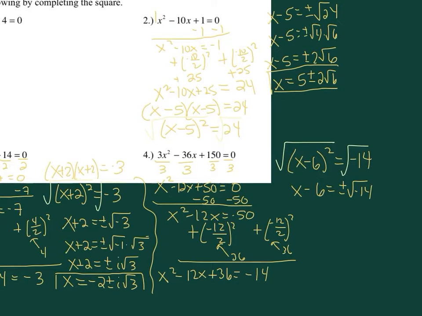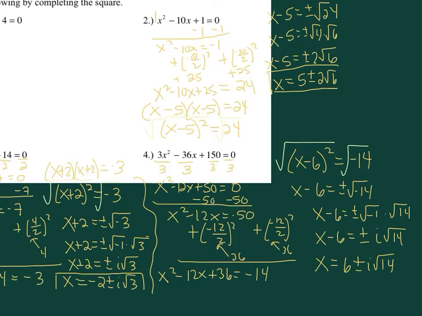But we can't leave a negative under a square root, so we've got to break that down into the square root of negative 1 times the square root of 14 via the product property. By definition, the square root of negative 1 is the imaginary unit i. 14 is 2 times 7, both of which are prime, so I can't break that down any further. I finish it off by adding the 6 to the other side, so we have 6 plus or minus i square roots of 14.